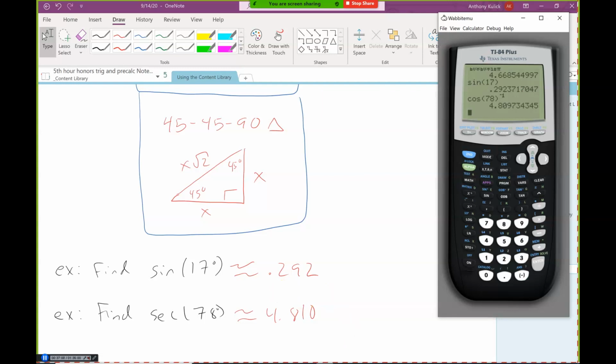I want to point out too that this is not the same thing as cosine inverse. With cosine inverse, the negative 1 exponent is located on the cosine rather than on the whole thing. If I try to do cosine inverse of 78, I'm going to get an error. Okay, so make sure that you're using the reciprocal button on your calculator and not trying to do cosine inverse or something. Okay? What else do we need to talk about here?